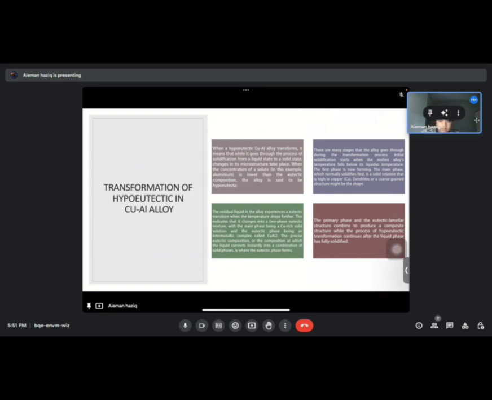You can read this detail to understand what is going on, but I will explain to make you understand better. So first, the hypoeutectic copper alloy transformation indicates that change in the microstructure takes place when it solidifies from a liquid state to a solid state. The alloy is referred to as hypoeutectic when the concentration of a solute, in this case aluminium, is lower than the eutectic composition. So next, the transformation process for the alloy involves a number of steps.